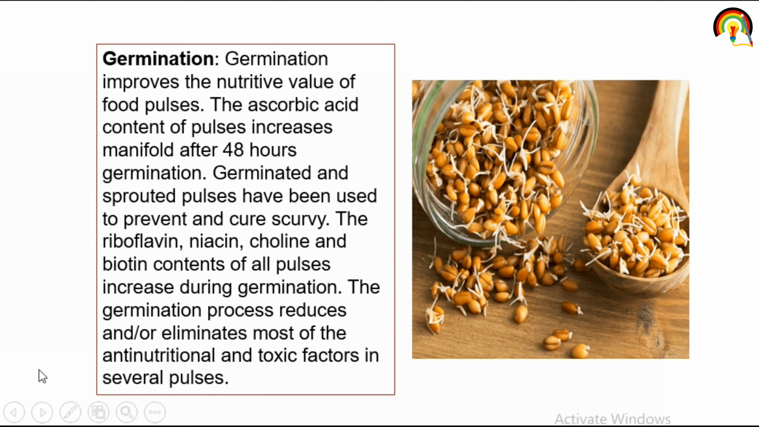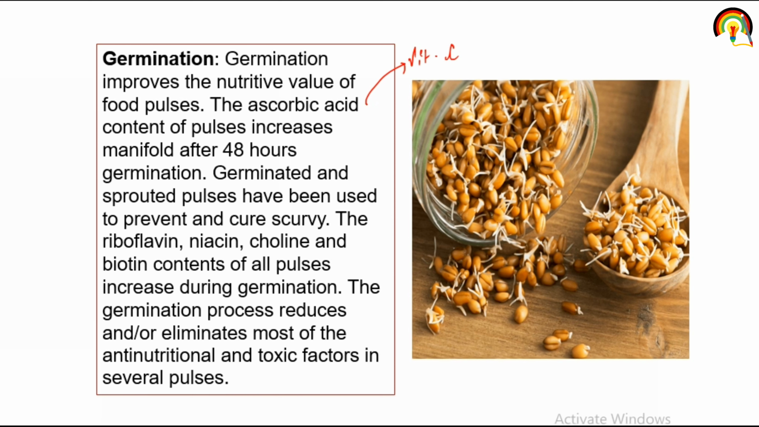Second one is the germination method. Germination improves the nutritional value of food pulses. Ascorbic acid is the chemical name of vitamin C. The ascorbic acid, or vitamin C, content of pulses increases after 48-hour germination. Germinated and sprouted pulses, as shown in the picture, have been used to prevent and cure scurvy.